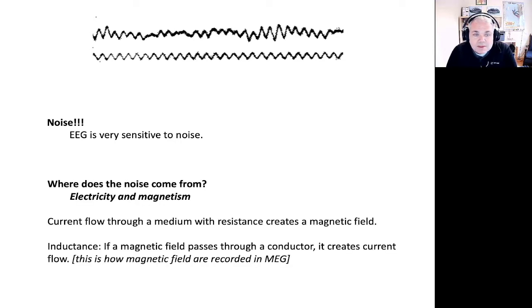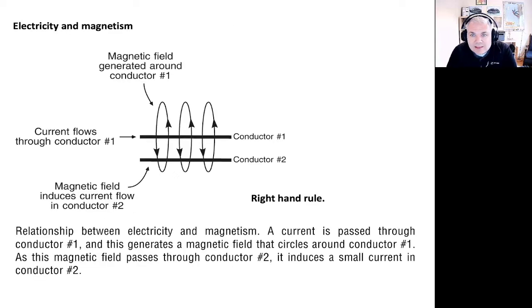And where does this noise come from? Pretty much any electrical engine, any electrical motor, or any conductance through wires in the wall, or any electrical source around the EEG lab at all will create noise in the EEG signal. The reason is that current flow through a medium with resistance creates a magnetic field, right? We talked about this earlier with the right-hand rule. Whenever you get current flow, you get an associated magnetic field. And whenever you have an associated magnetic field, any other conductor that comes into that field will acquire charge and will have current induced in it.